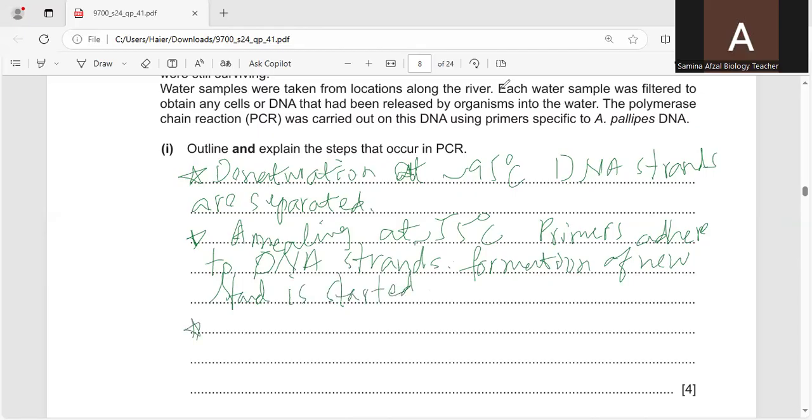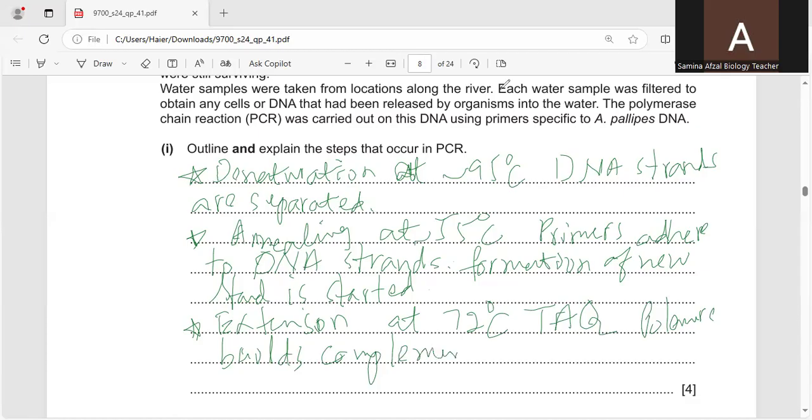And the last stage is called extension, which takes place around 72 degrees centigrade. What happens over here? Taq polymerase builds complementary strands. So in this way, PCR takes place.